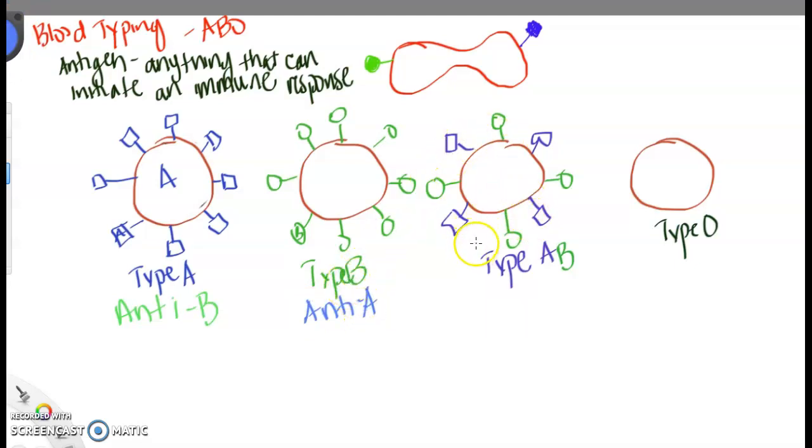If you have type AB, do you have any antibodies? No. Because if you had antibodies for either one, it would attack your blood because you have both types of antigen on your blood cells. Type O's don't have any antigens, so they actually have both.